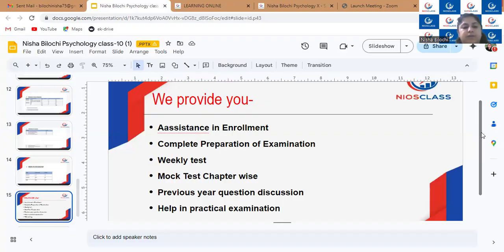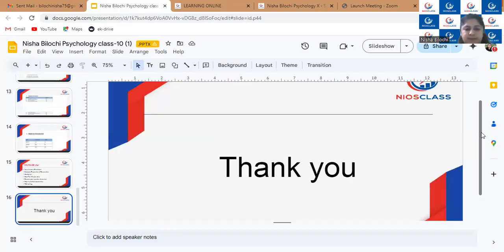At the end, whenever we complete our syllabus, we do mock test papers. Along with that, we do PYQs, that is previous year question papers, very, very important, so that you are already prepared going into the examination. And we help you in the practical exams as well. In this way, we help you out in each and every step of your examination.